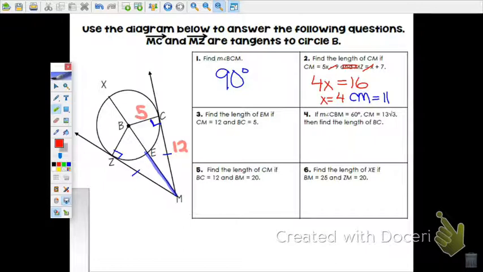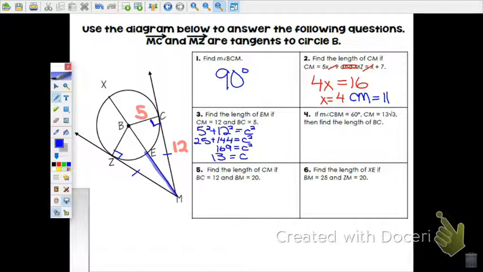So 5 squared plus 12 squared is the hypotenuse squared. So I've got 25 and 144, which is 169 for C squared. So how much is C? 13.